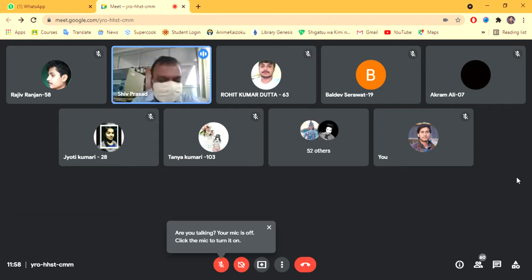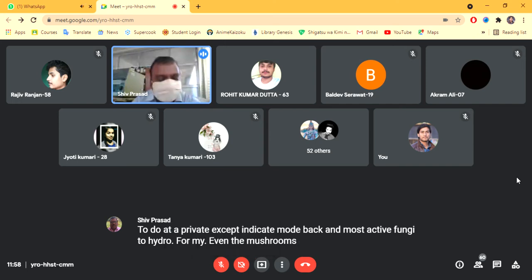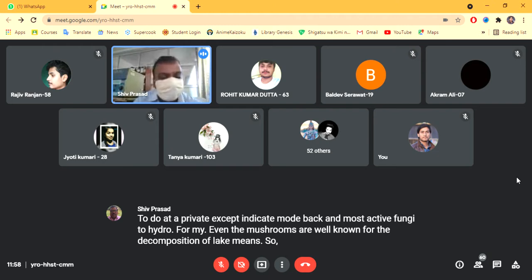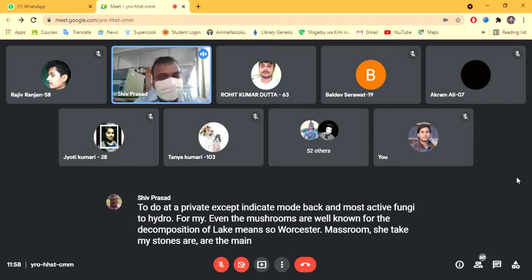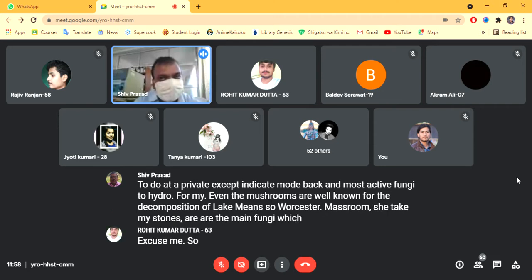The fungi are the most active in lignin attack, and the most active fungi are white rot fungi. Even mushrooms are well known for this. So oyster mushroom and Shiitake mushroom are the main fungi which are responsible for the decomposition of lignin.